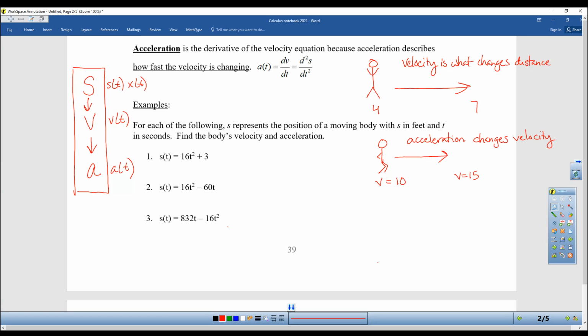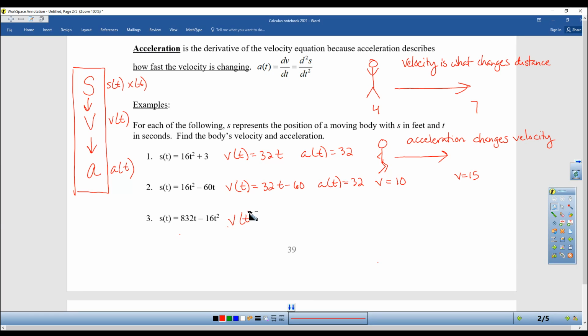So a lot of people don't get these concepts on the first try. Today's just an introduction. We'll come back to it 20 more times before the end of the year. So don't worry if you don't completely have it today. But as far as examples go, it's just this easy. If you have a distance formula, then the velocity is 32t. The acceleration is just 32. You can try the next two on your own if you want to. Velocity is 32t minus 60. And acceleration is 32.